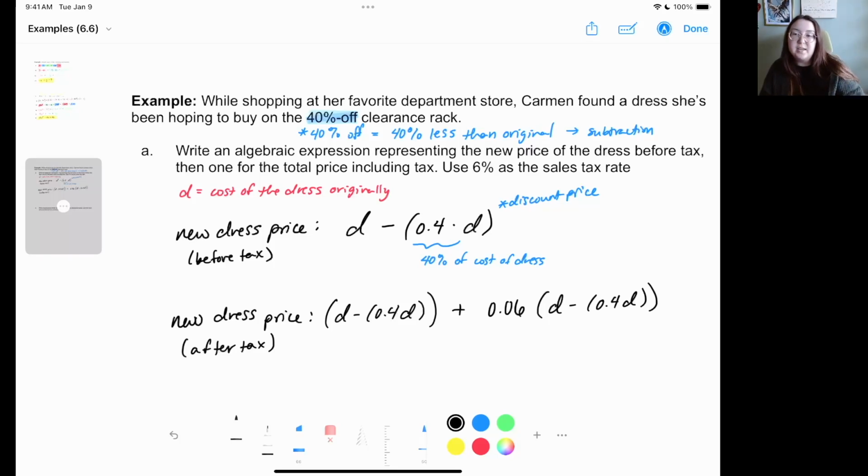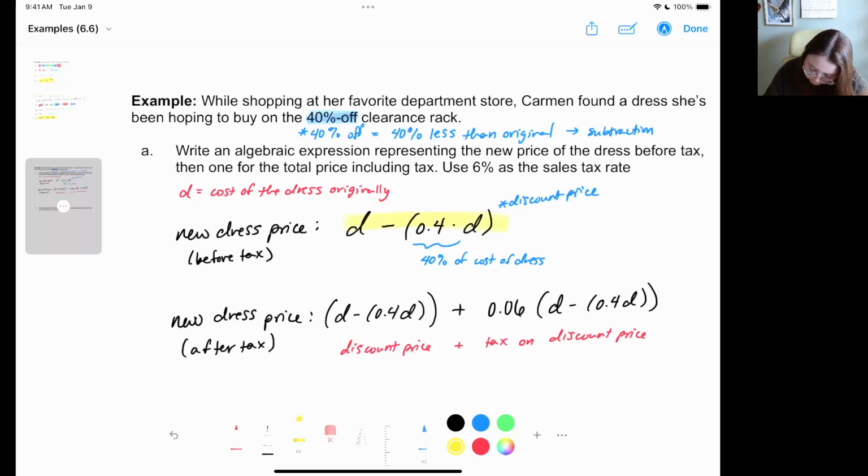So our new dress price is the discounted price from our dress before tax plus 6% of that cost for our sales tax. So we created two separate equations here, a before tax price and an after tax price for our dress. And so we kind of talked that through a little bit to identify what portions were what. So remember, this was discount price plus tax on discount price. These were our answers for this portion, so we'll highlight these.